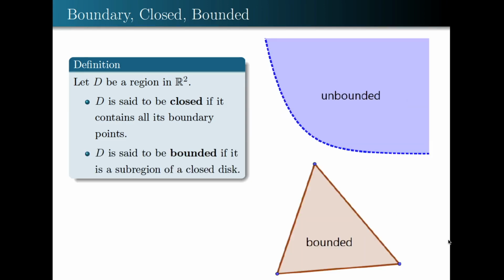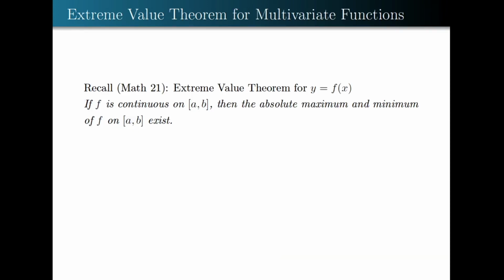A region D is said to be bounded if it is a subregion of a closed disk. For example, this triangular region is bounded because you can draw a closed disk that completely contains this given region. Let us recall the extreme value theorem for functions of one variable from Math 21. It says that if the function f is continuous on a closed interval [a, b], then the absolute maximum and the absolute minimum of the function f on the closed interval [a, b] always exist.